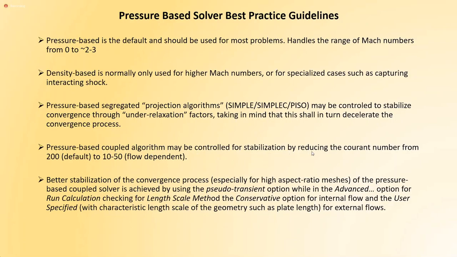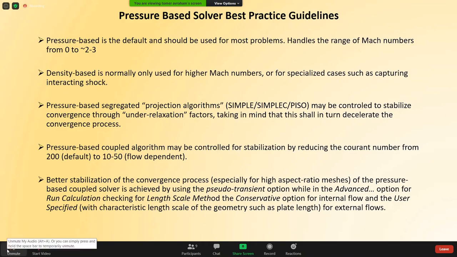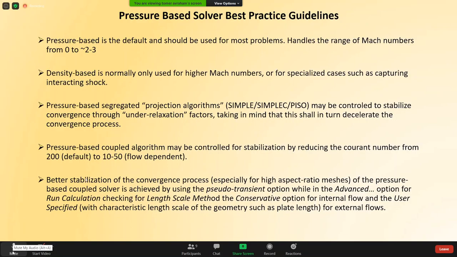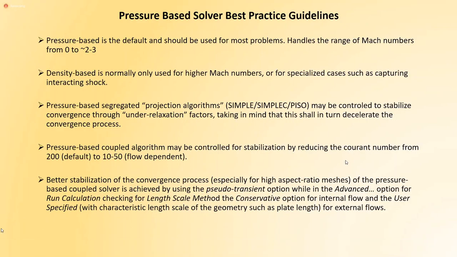The pressure-based coupled algorithm may be controlled by stabilization of the Courant number. Today, I think Fluent specifically is using the, how is it called? It's not using the coupled, right? But it doesn't have the Courant number as a default. It has a time scale. But for a long time I preferred to work with the Courant number, but it doesn't matter. I mean, it's the same. It serves the same purpose as the under-relaxation factors.